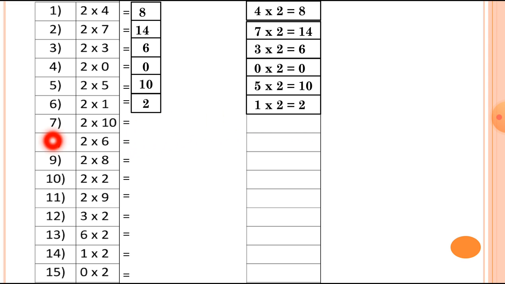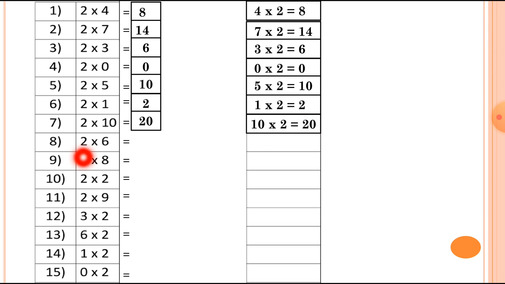Now the next one, sum number 7. 2 10s are 20. I am writing the answer. So what will be the multiplication fact? We can write down this way, 10 2s are 20.